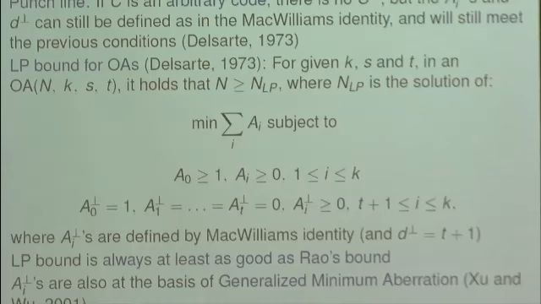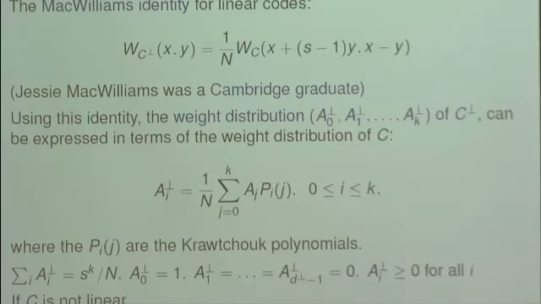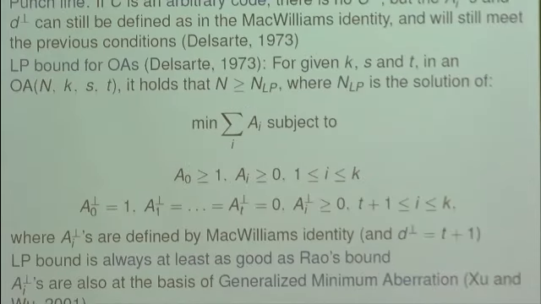And what you can show, and that comes from theory by Delsarte, is that the properties that I showed you, for example these properties over here, still hold, even if the original code is not a linear code. So these properties remain valid. That's really what the linear programming bound is based on. The linear programming bound for orthogonal arrays.